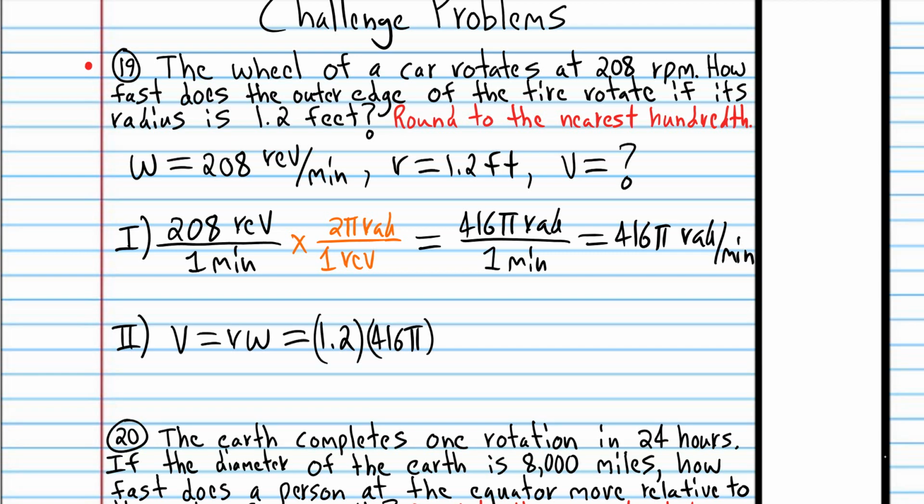So 1.2 times 416, enter, and then times the pi button, enter. And we get approximately 1,568.28 feet per minute. That's how fast the edge of the tire is actually moving. The actual distance that the edge of the tire is moving in a certain amount of time.